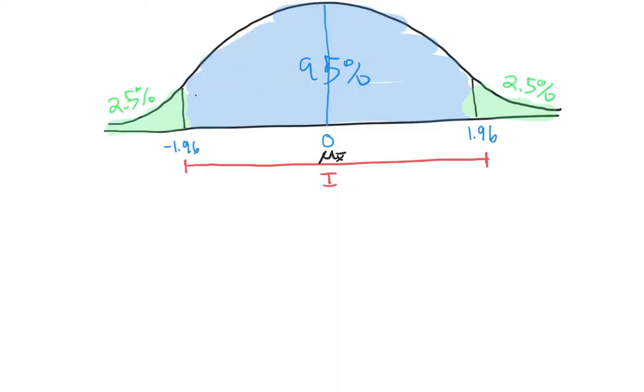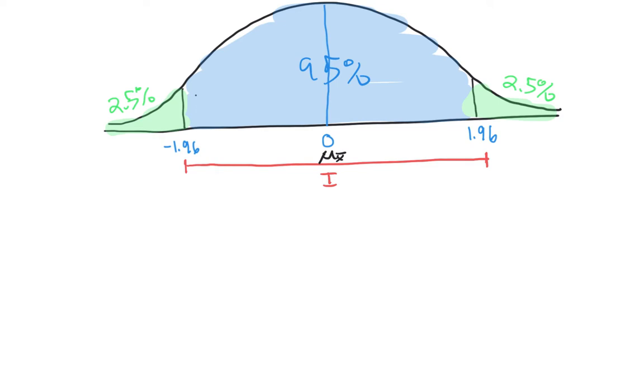Okay, so here's my distribution, same one I drew in the last slide, just a little bit bigger. And I'm interested in this interval between negative 1.96 and 1.96 in terms of z-scores. Now, I know that if I take a sample, 95% of the time, that sample will have a sample mean within 1.96 standard deviations of the mean. It will be in here.